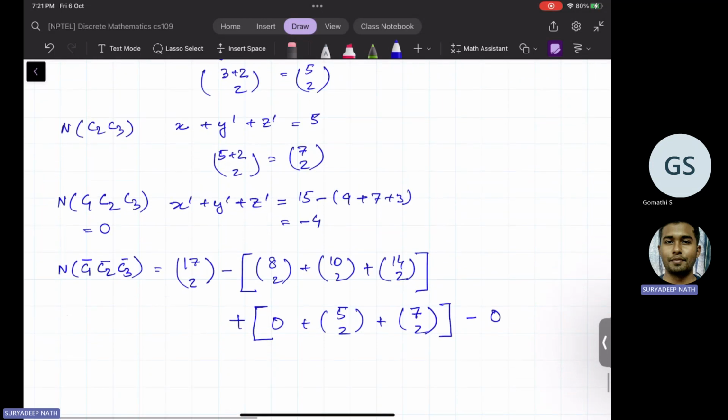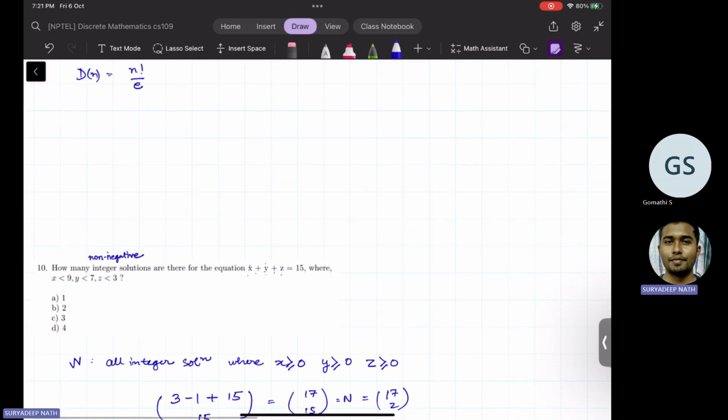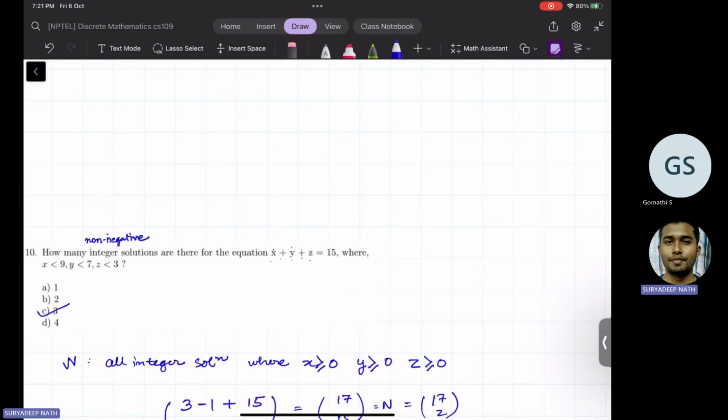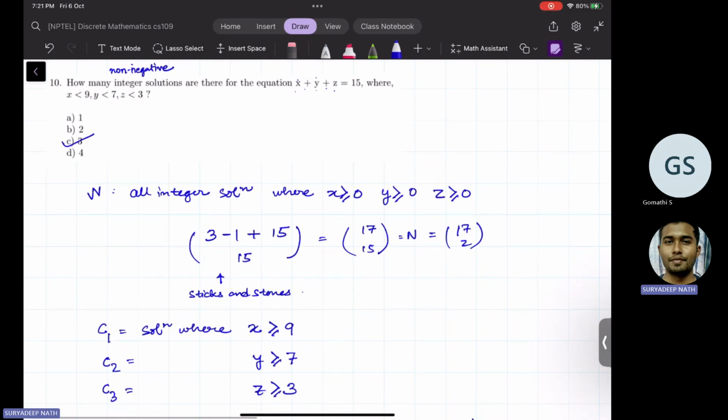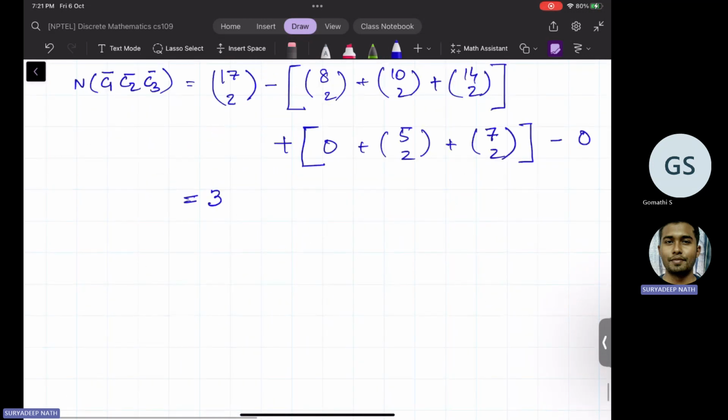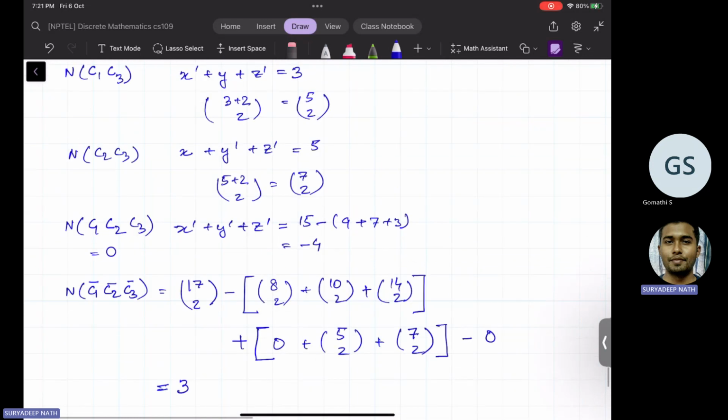So if you substitute all this, I think the answer comes out to be 3, which is the correct answer. So there are only 3 combinations of x, y, z such that x, y, z are non-negative. So this is the important point. x, y, z are non-negative and they have this constraint. So that is how you get it.